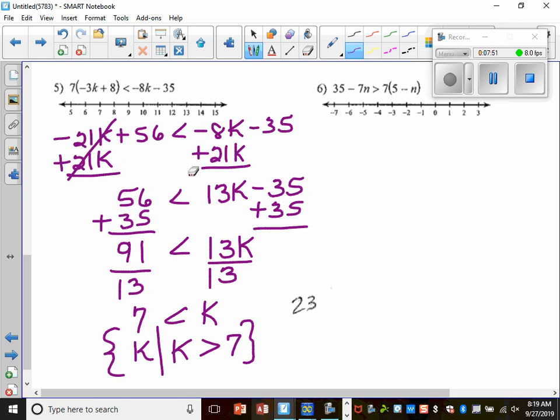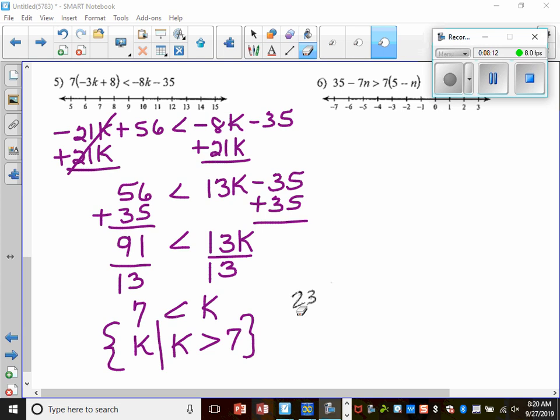Now, if you had actually moved the 8k over, you would have ended up with a negative at the end, and then you would have reversed it, and you're still going to come out with the same answer. So it really doesn't matter. Okay, but please make sure that your variable is written first once you're done.